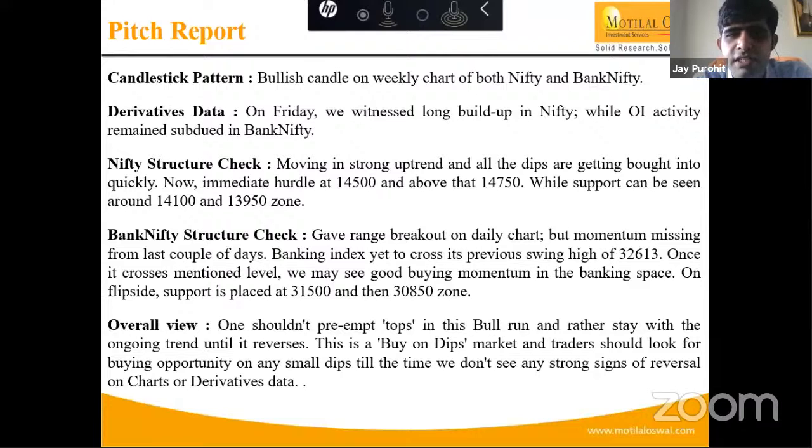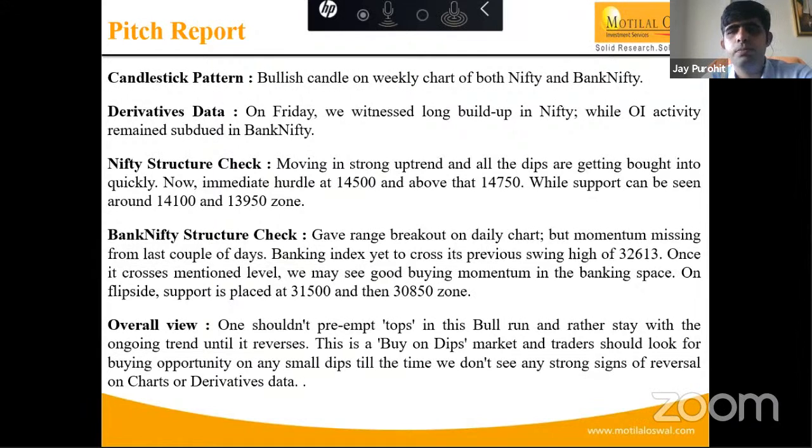Now, if you look at the overall chart structure of the Nifty index, no doubt it is moving in a strong bull run, and all the intraday dips are getting bought into quickly. So whenever we see a dip of around 80-100 points from the highs, strong buying interest emerges from the lower levels, or the next day there is a gap up opening. So this is a market wherein all small dips, whether intraday or by EOD, we are witnessing a good amount of buying interest from the lower levels, and the index is continuously making new all-time highs every day.